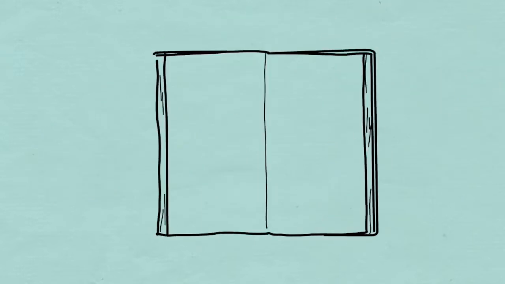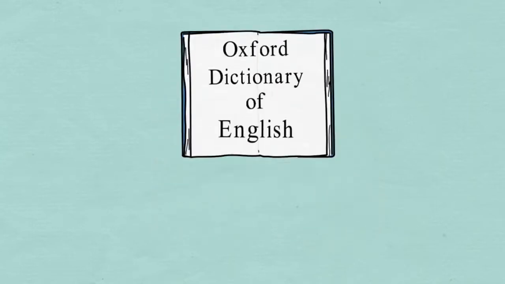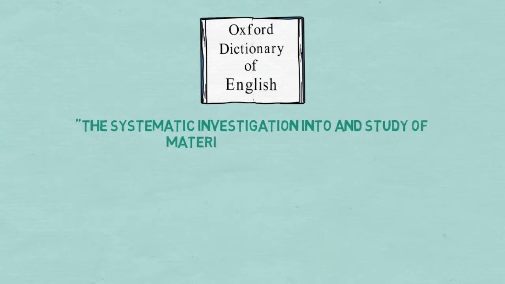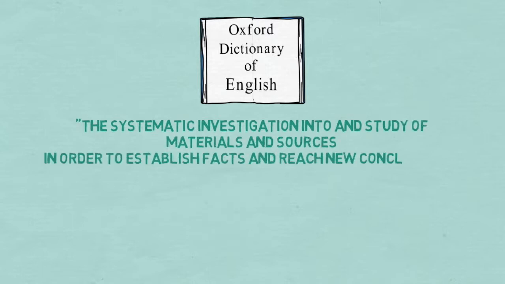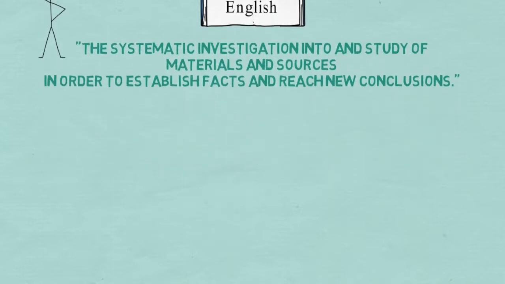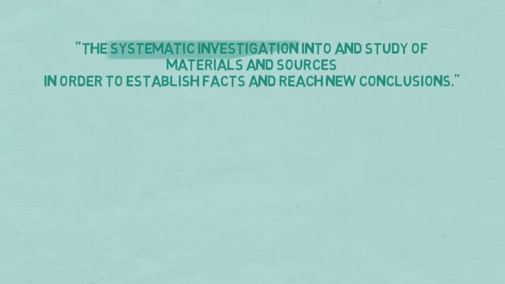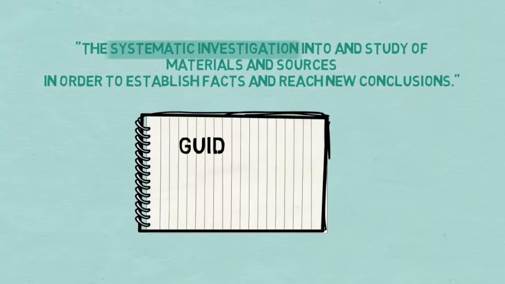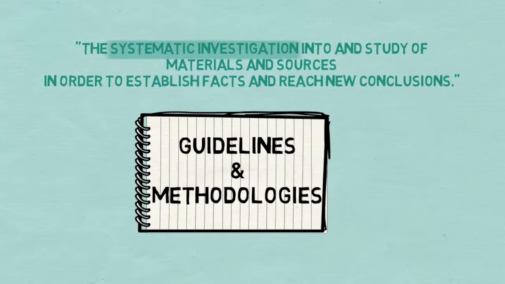The Oxford Dictionary defines research as the systematic investigation into and study of materials and sources in order to establish facts and reach new conclusions. What does this mean for us as engineers? Systematic investigation means using methods to ensure success and efficiency. Hence, you have to follow some guidelines and methodologies.